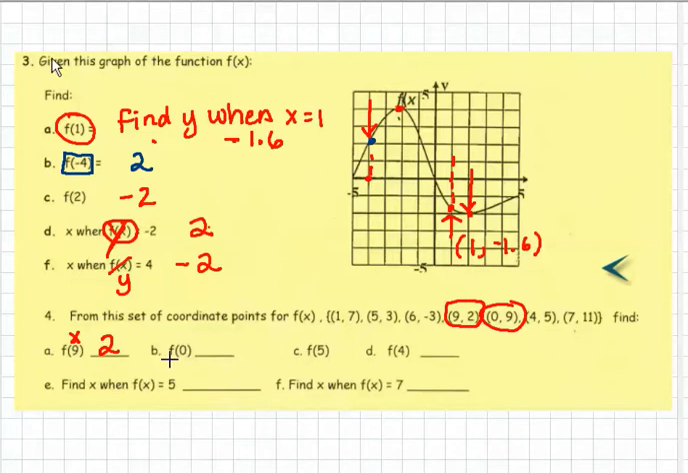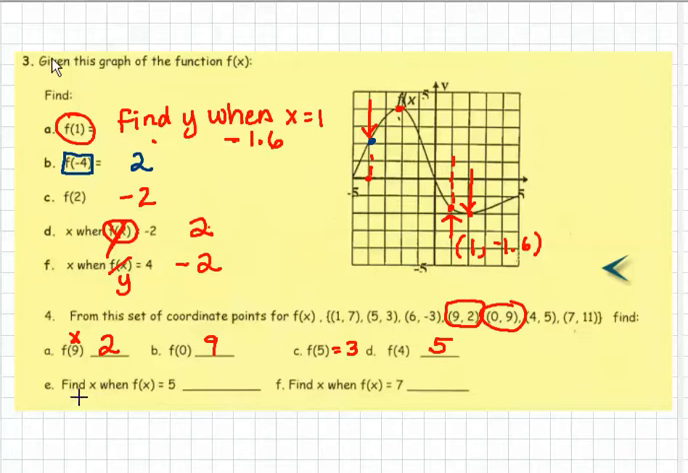Find my y when x is 0. When x is 0, there's only one point where x is 0, and it's this one, and my y value is 9. Find my y value when x is 5. There's only one coordinate point with an x of 5, right here, and my y value is 3. Find my y value when x is 4. Right there, my x is 4, my y value is 5.